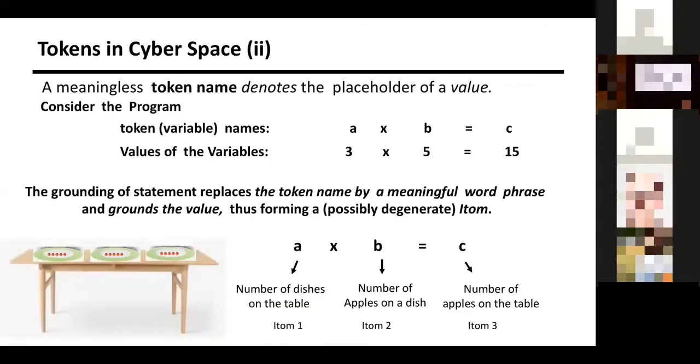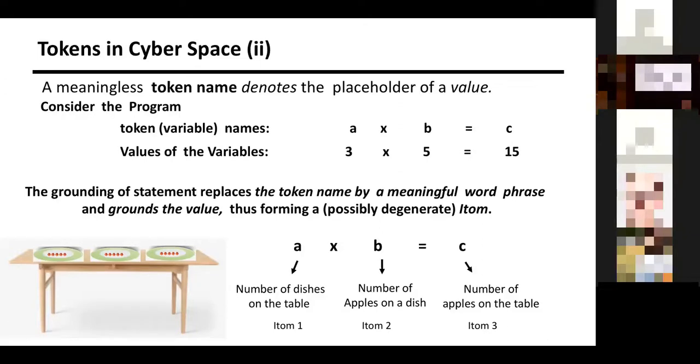Let me give you an example about tokens in cyberspace. Let's assume I have 3 dishes on the table with 5 apples in each. If I say A is the number of dishes and B is the number of apples on the dish, then C is the number of apples on the table. Then I've grounded the words, and this becomes a meaningful statement. As long as I only use A times B is C, the statement does not have meaning in the sense I defined before.